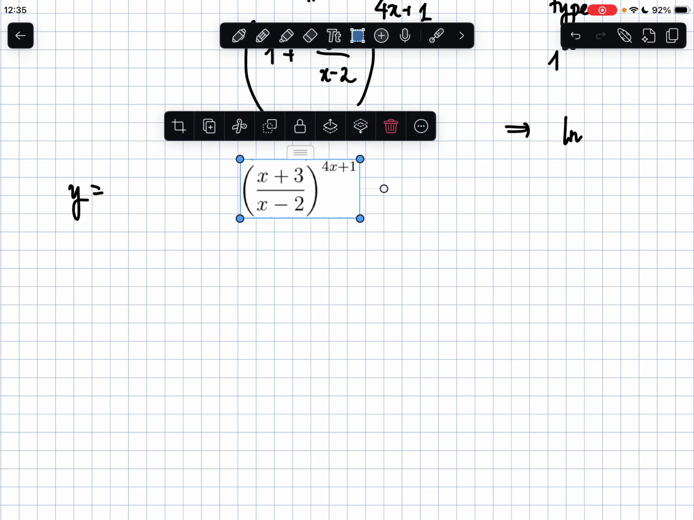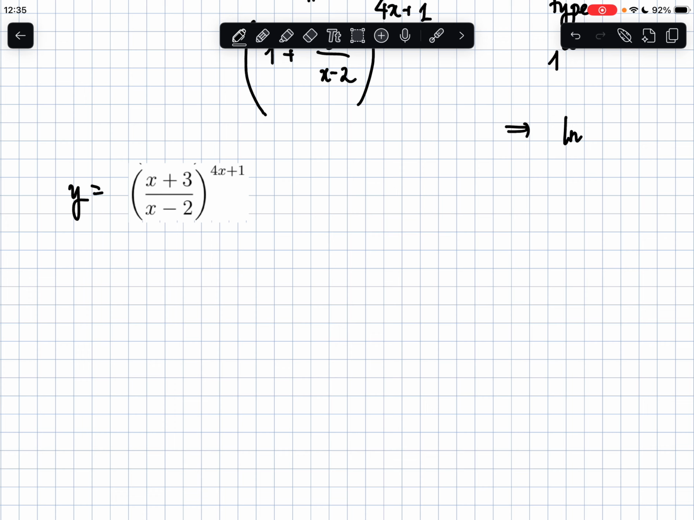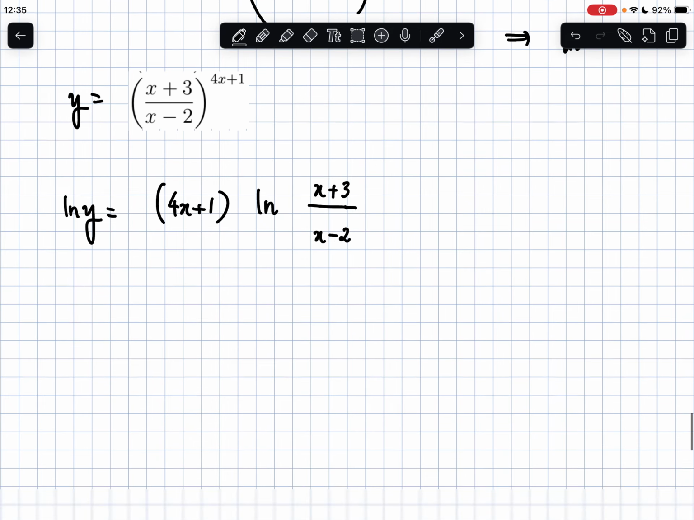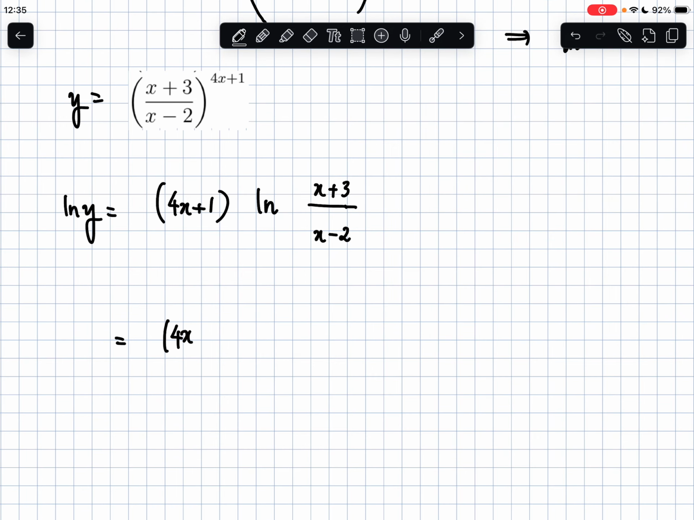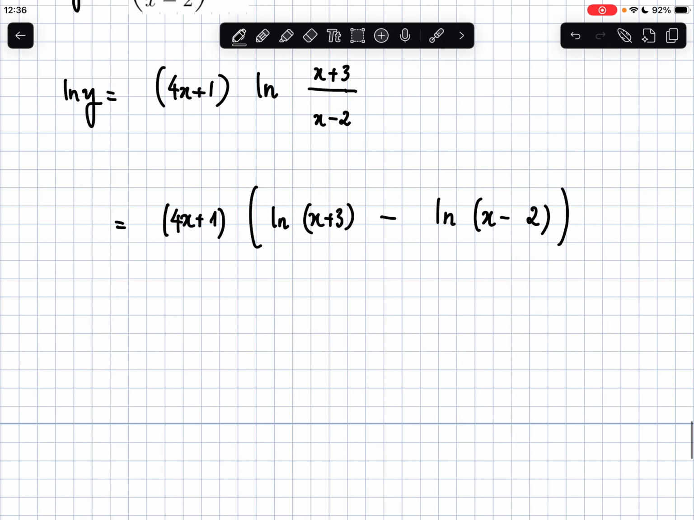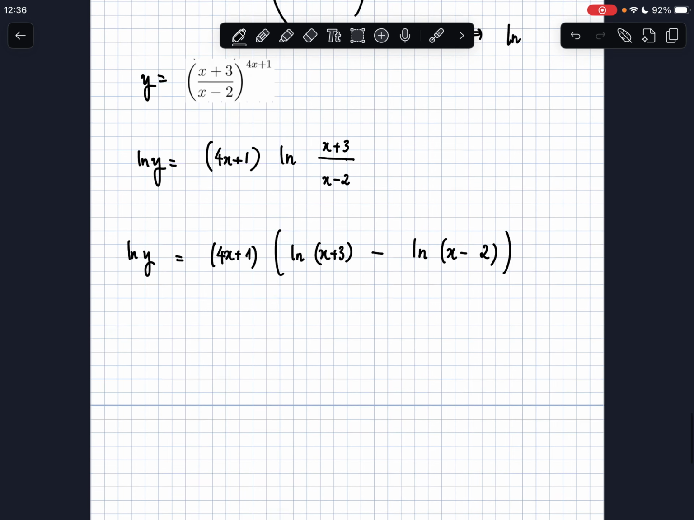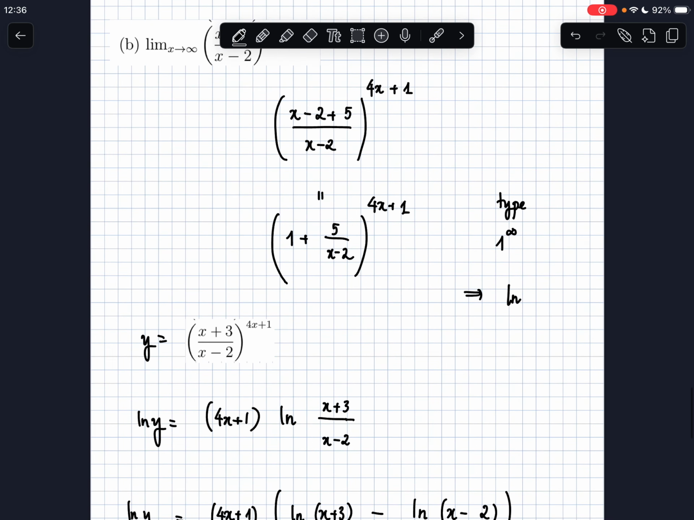We would compute the natural log of y. ln y is equal to 4x plus 1 times ln of (x plus 3) over (x minus 2). And we can write it further as 4x plus 1 times [natural log of (x plus 3) minus natural log of (x minus 2)]. And we need to compute the limit of ln y first, and then we will get the limit of y.